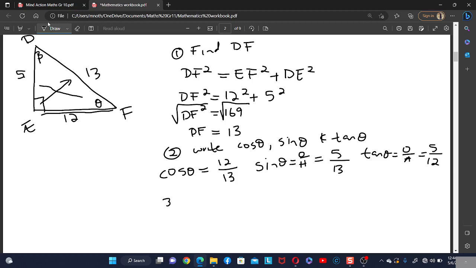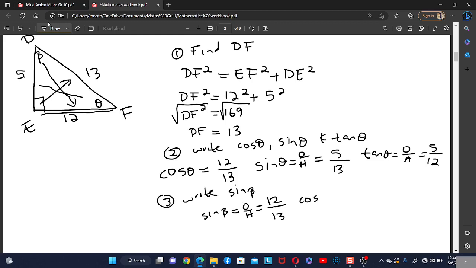And then number 3, write sin beta. What is sin beta? We're talking about this side now. We know that sine is opposite over hypotenuse. In this case, the opposite side to beta is 12, and the hypotenuse, the one that is opposite to 90 degrees, is 13.